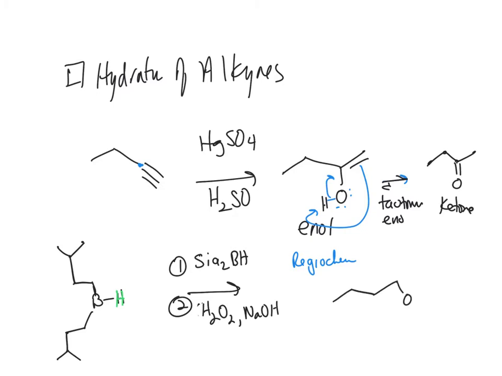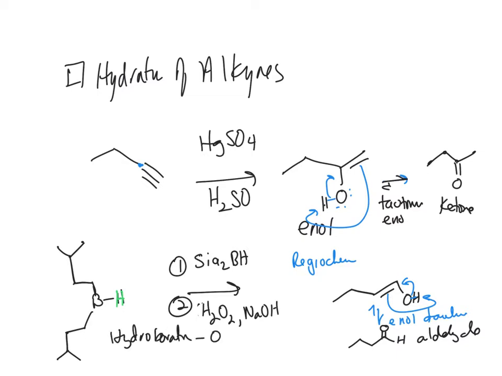And then you would get the enol on the less substituted carbon, and then that undergoes enol tautomerization to give you an aldehyde. So this is how you can make aldehydes or ketones from alkynes. This is called hydroboration, followed by oxidation of alkynes. Those were review. Now let's look at two new reactions of how to make ketones and aldehydes.